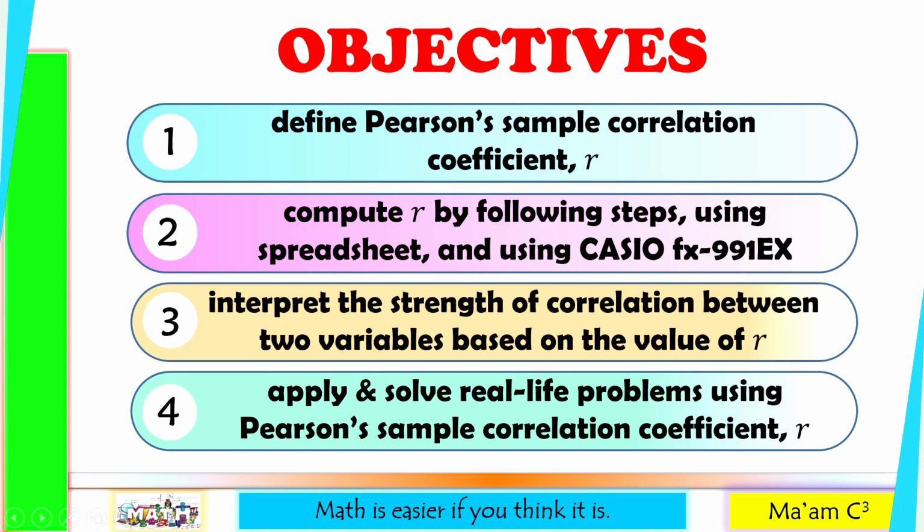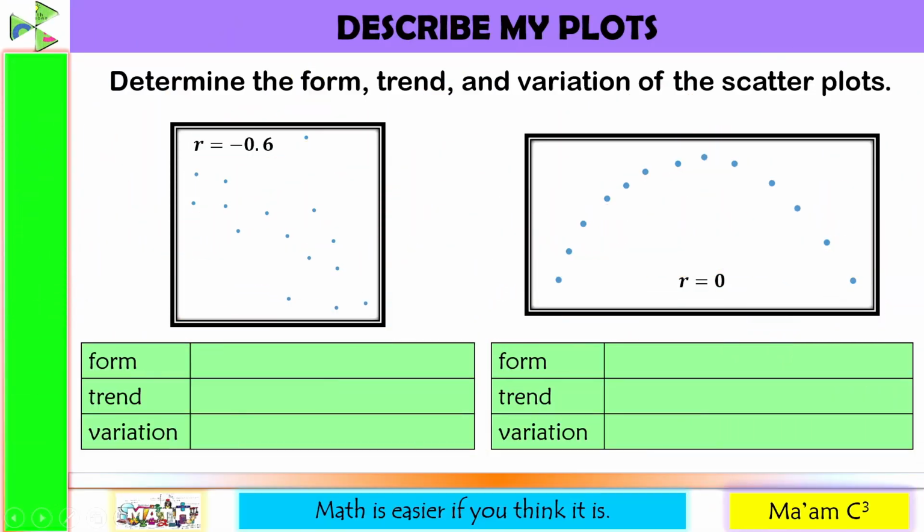Let's have a quick activity. Describe my plots. In my previous lesson, we already discussed the form, the trend, and variation of scatter plots. Let us determine those for these two pictures. Number one, you can resemble a line here, so the form of this one is linear. Since we have here negative, so our trend is negative. Obviously, the rising line is from the right going to the left.